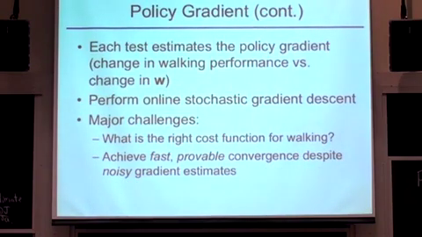So the way to think about that sampling in W is that you're estimating the policy gradient and you're performing online stochastic gradient descent, right? At the time, the way I described the big challenge is: what is the cost function for walking, and how do you achieve fast provable convergence despite noisy gradient estimates?